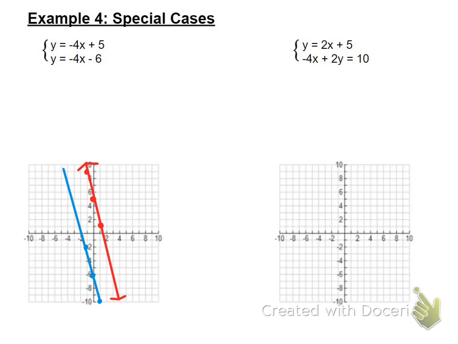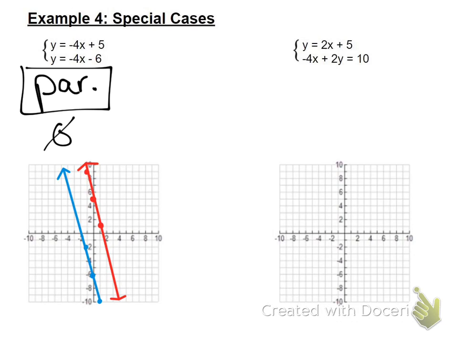What kind of lines am I going to end up with? Parallel. So you can just write parallel lines. Or no solution. Okay, good. Let's look at the next one.